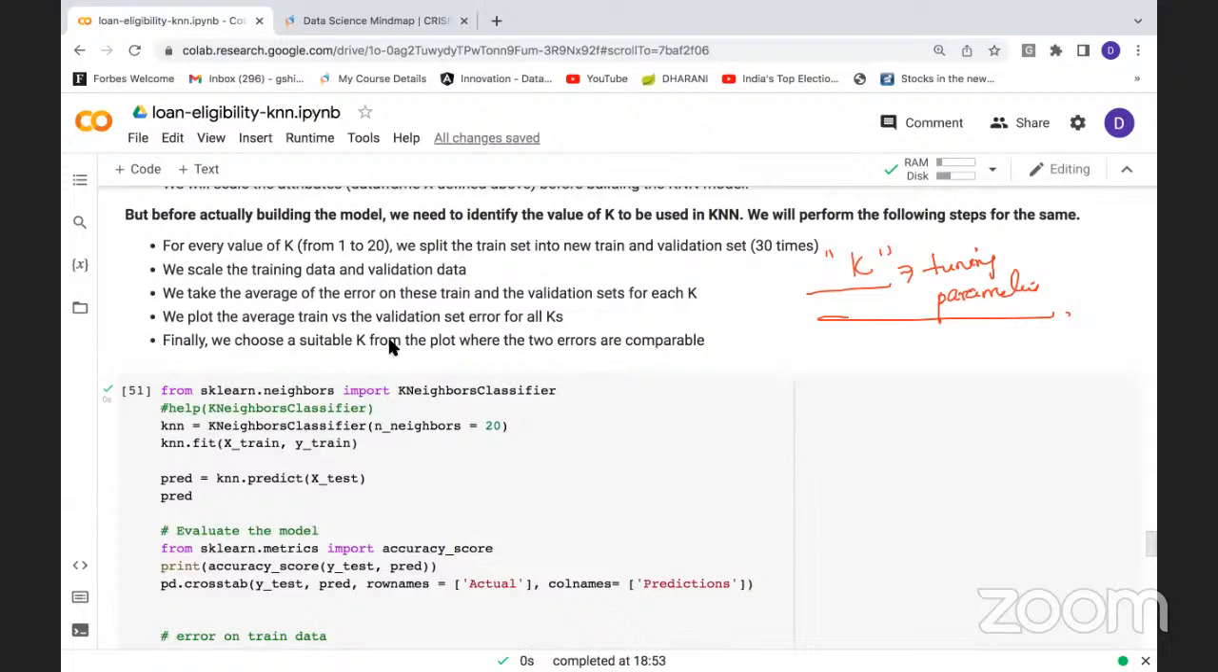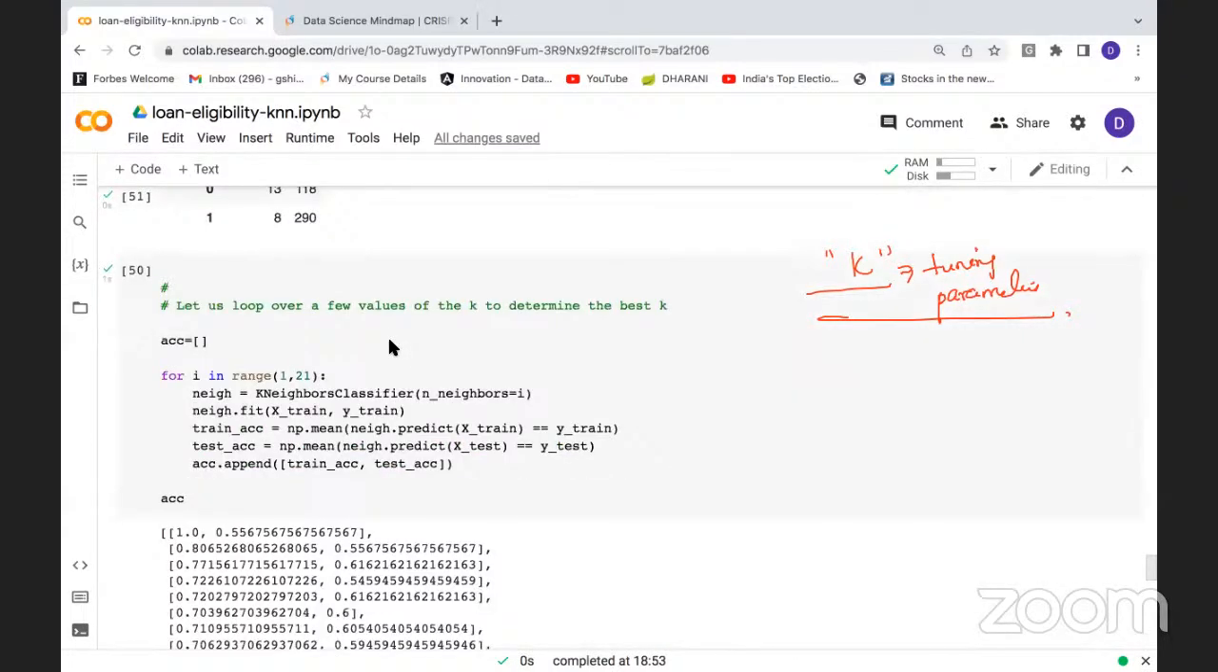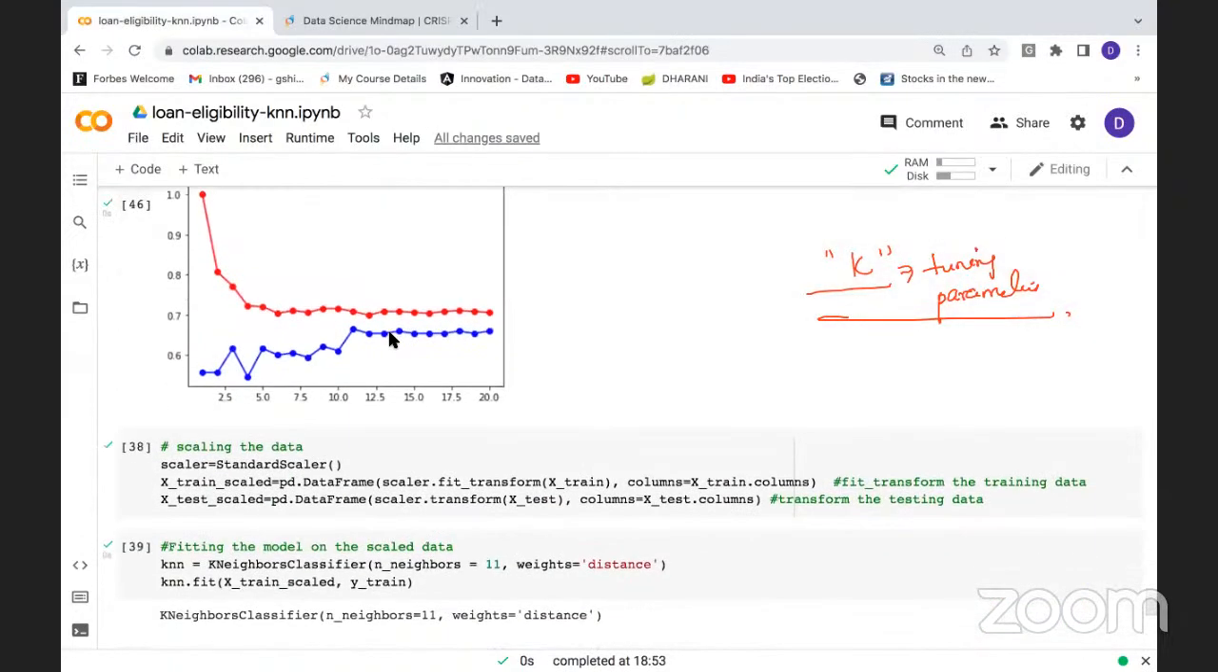This is a supervised learning algorithm, which is a classification model. Thank you.